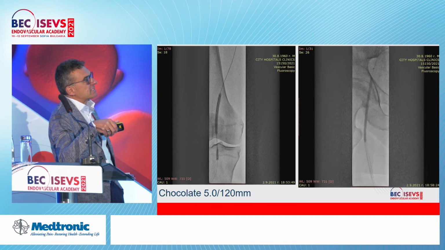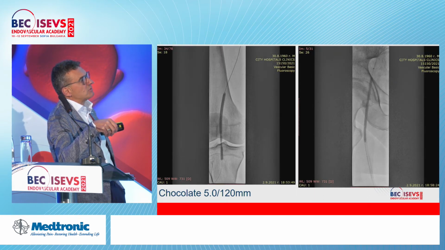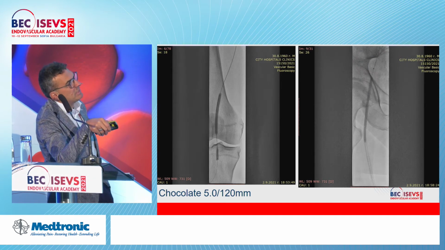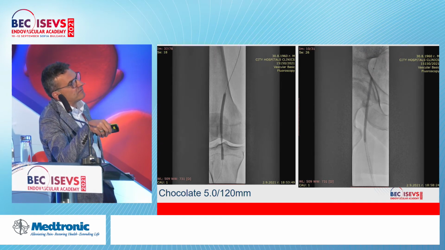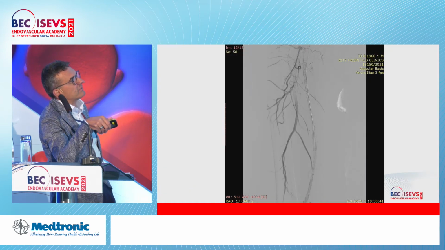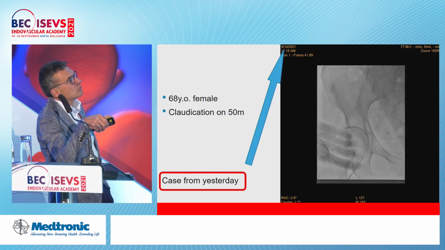So the next step was the chocolate balloon, both on popliteal level. You see how it overcomes the critical stenosis, in fact the occlusion of the popliteal artery, and also how even is the inflation on the level of the stent. And this is the final result after this repetitive restenosis and reocclusion of the SFA.